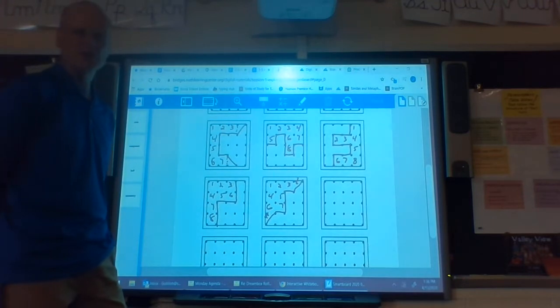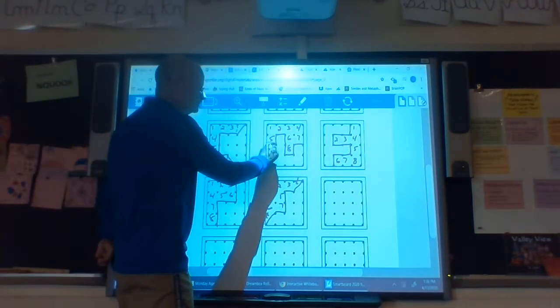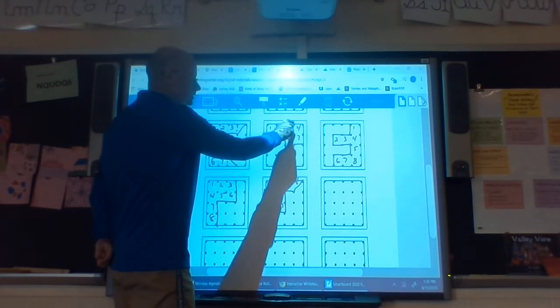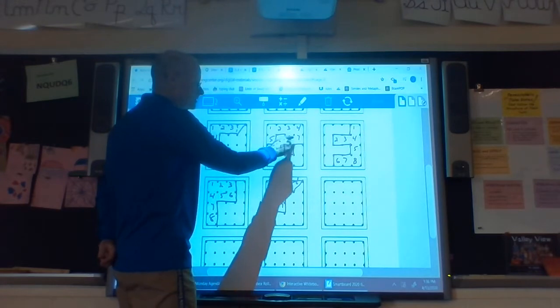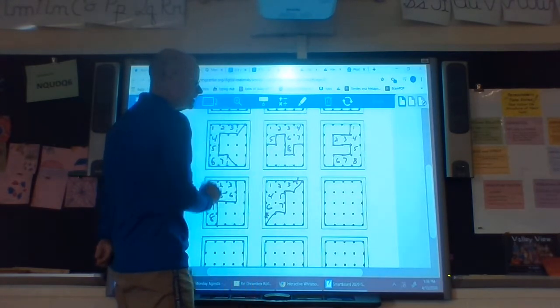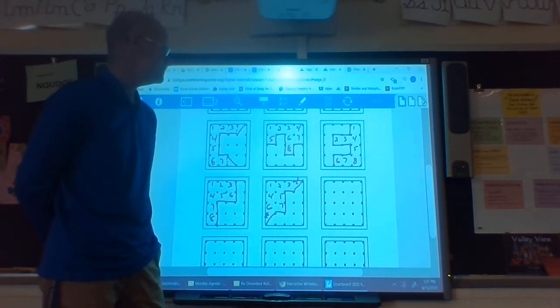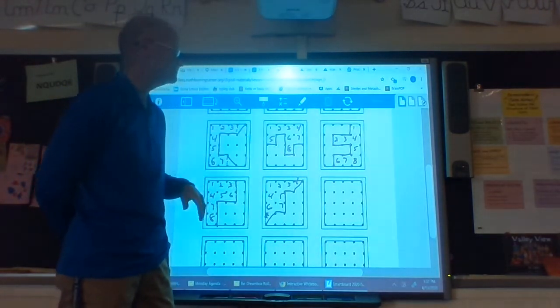And all I made sure is that I had 8 squares on each half. So I drew this line, and I counted. I had 1, 2, 3, 4, 5, 6, 7, 8. So there's 8 on this side. There are 8 on that side. So that's exactly in half. They have the exact same area.